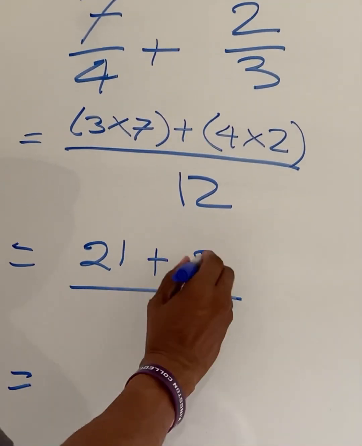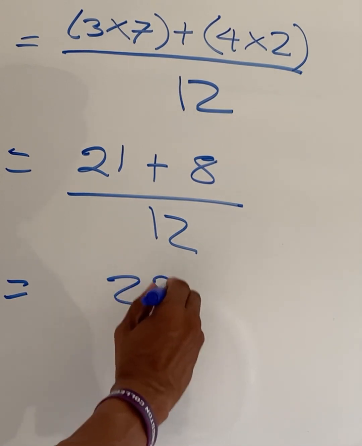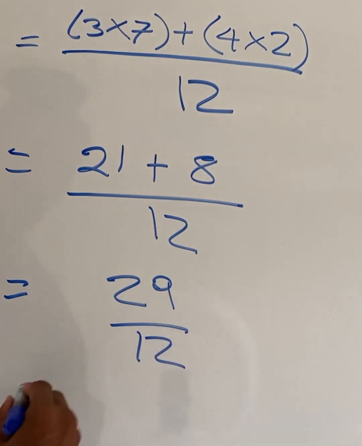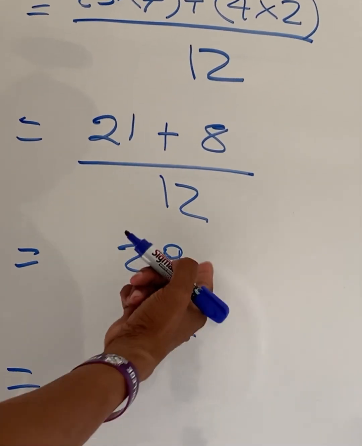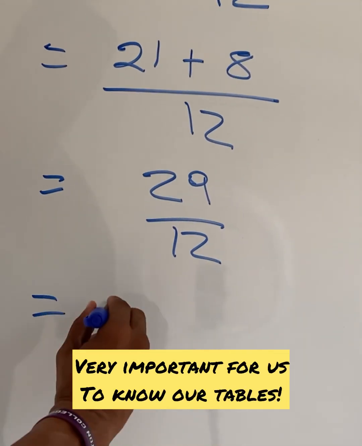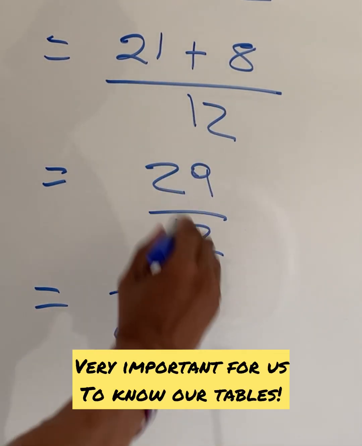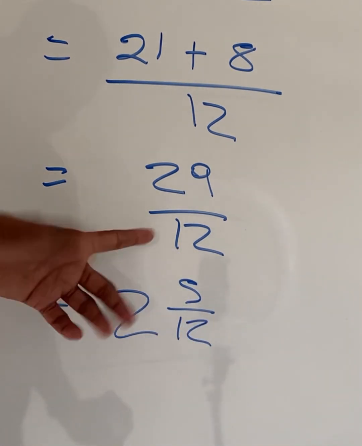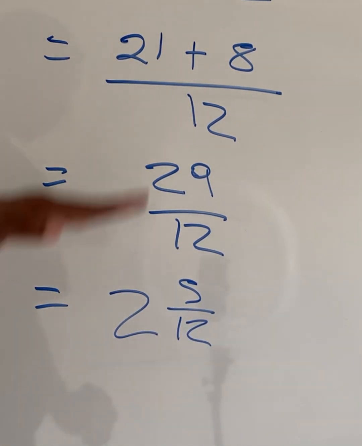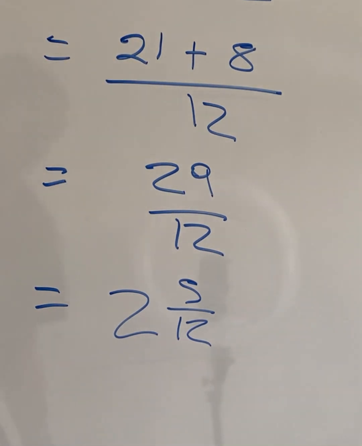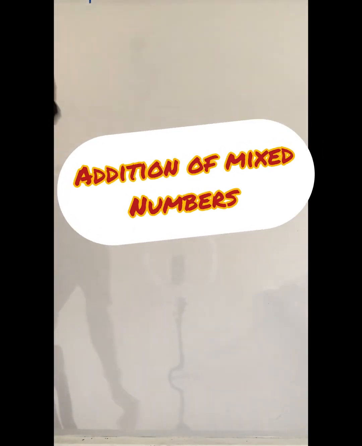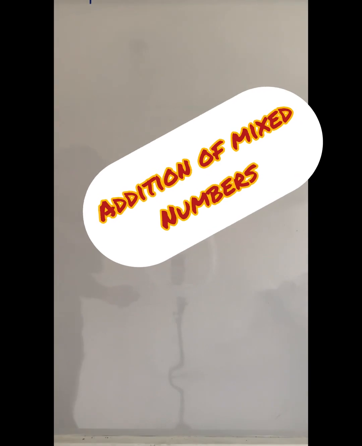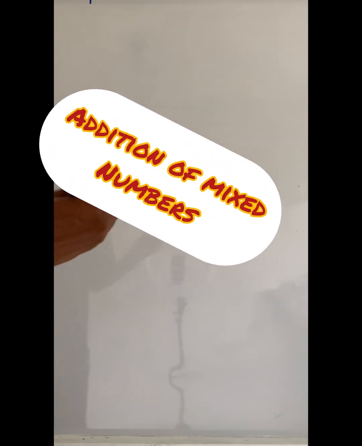That gives us 29 over 12, which is the same thing as 12 into 29 goes 2 times. Leaves us with 5. So we get 2 and 5 over 12. Clear as crystal. Alright, so now let's get into the addition of mixed numbers.